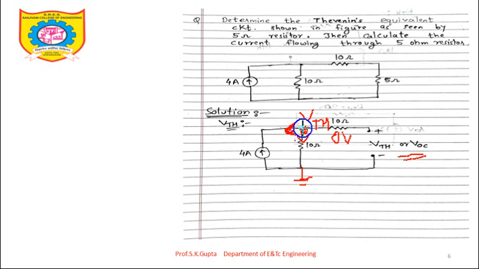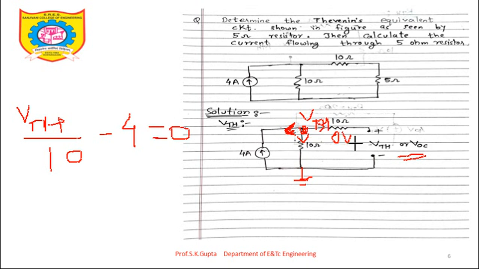So just use the nodal equation at this node. Assume this node is at higher potential. Sum of leaving current equals 0. Okay. So the nodal equation will be VTH minus 0 divided by resistance 10, and as this is the opposite direction current, minus 4 equals 0. And this current I have not considered because this is the open circuit terminal current, and open circuit current is 0 ampere. That's why I have neglected this current.